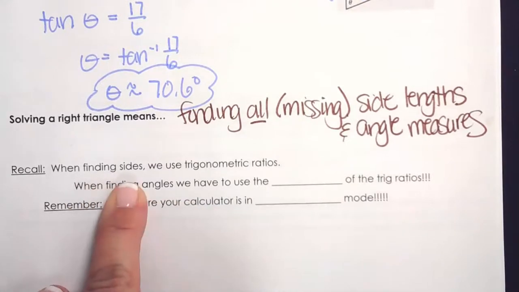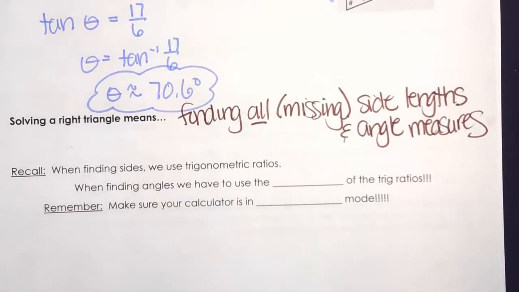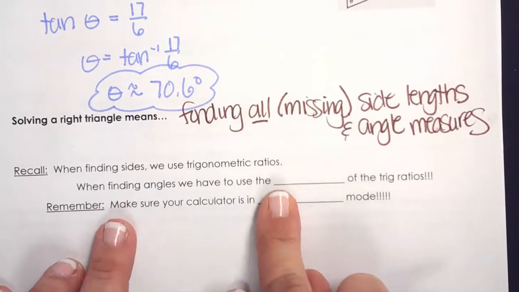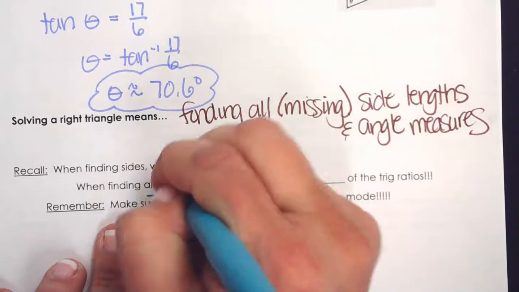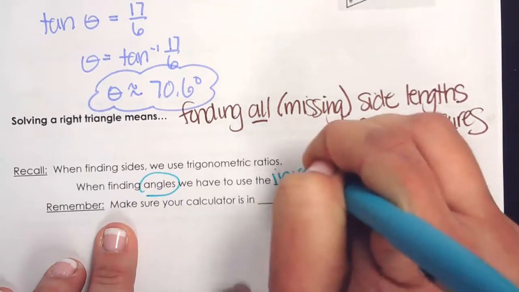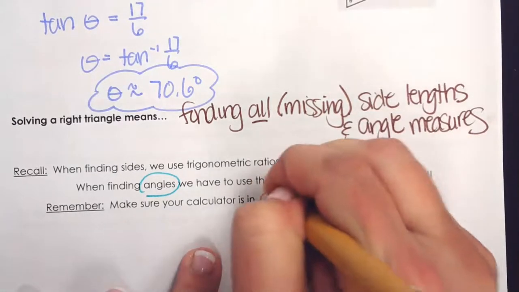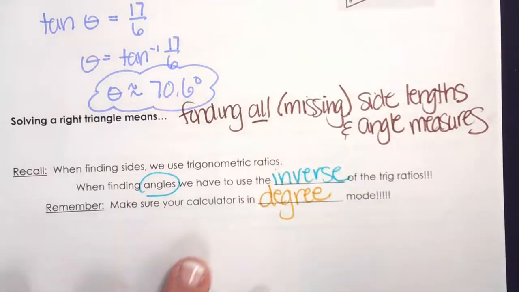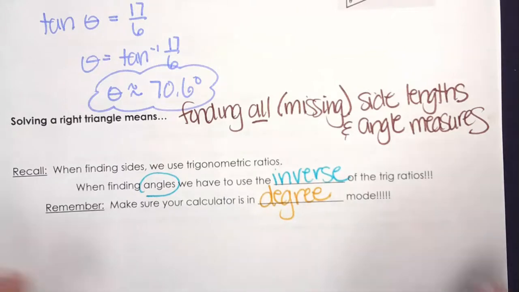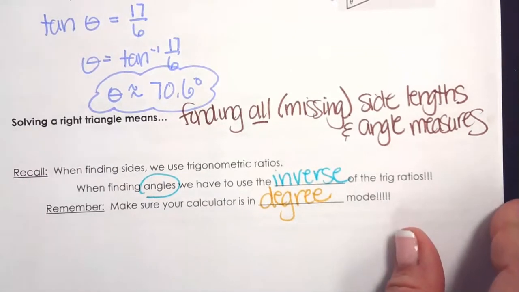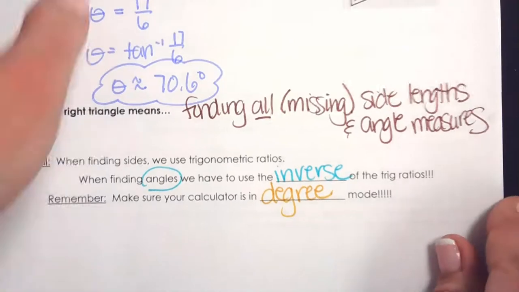When we find sides, we use trigonometric ratios, like we did in the homework. When finding angles, that's when we have to use the inverse of the trig ratios. And that's what we just reviewed together, is finding the inverse of those trigonometric ratios. And just remember, make sure that your calculator is in degree mode. The scientific calculators will default to degree mode usually, but the graphing ones default to radian mode. So if you ever borrow one, you have to make sure to go in there and change that, okay?